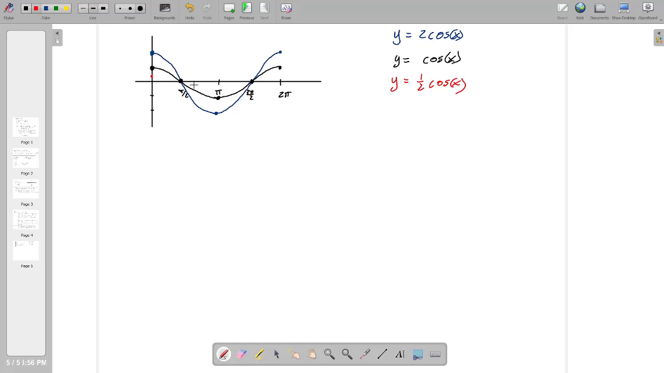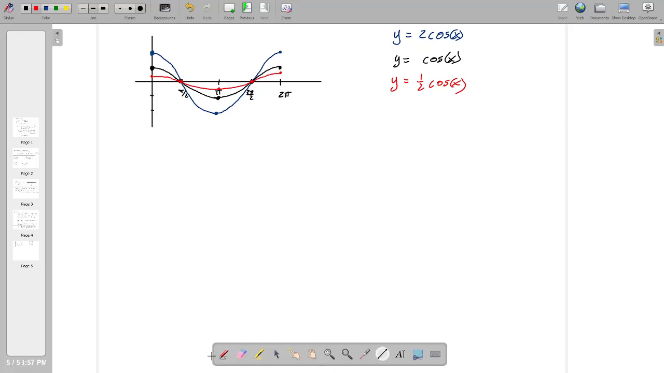meaning we cut all the vertical distances in half. So instead of going all the way up to 1, we only go up to 1/2. Again, cutting 0 by 2 doesn't do anything, so we still cross at pi over 2 and 3 pi over 2. But at pi, we go down to -1/2 instead of -1, and at 2 pi, we go up to +1/2. It's a lot flatter curve.